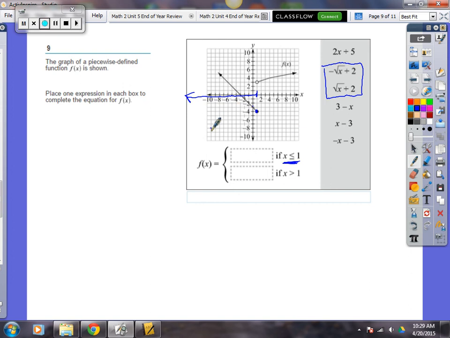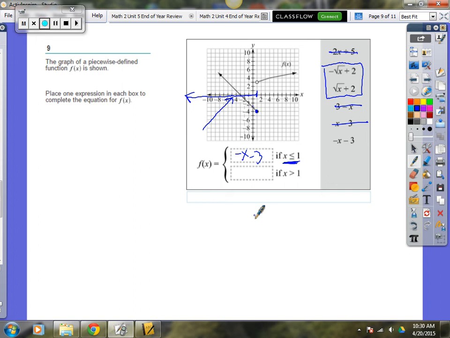So this guy, what is the graph of this guy? It's got a negative slope, so it cannot be that, and it cannot be that. And the y-intercept is a negative 3, so it cannot be that. So that means when x is 1 or smaller, it's got to be negative x minus 3.